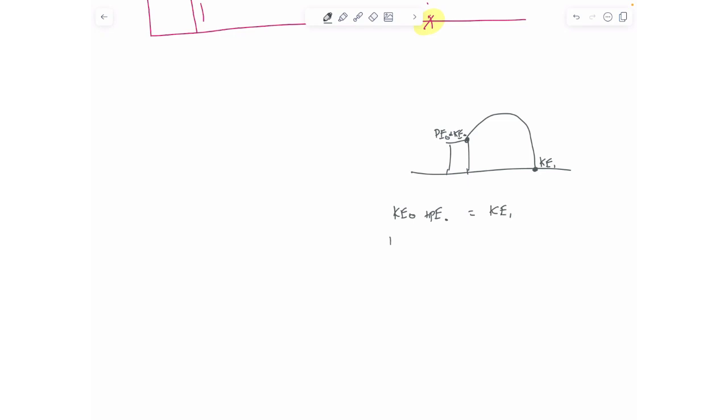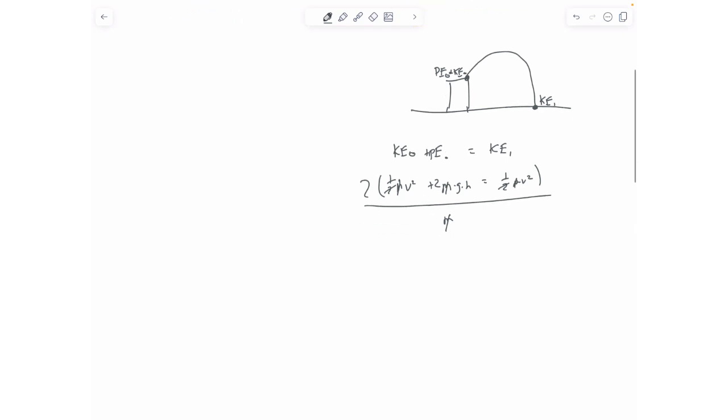Kinetic energy, of course, is 1/2 mv squared, and potential energy is mass times gravity times height, and the final kinetic energy is again 1/2 mv squared. Now we can multiply everything by 2, which gets rid of those 2s and puts a 2 here. Then we can divide everything by m, which gets rid of all the m's. And so we end up with v squared plus 2gh equals v squared.